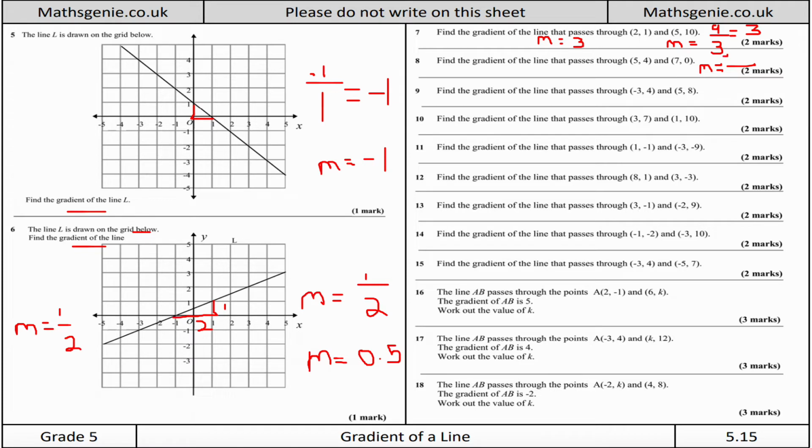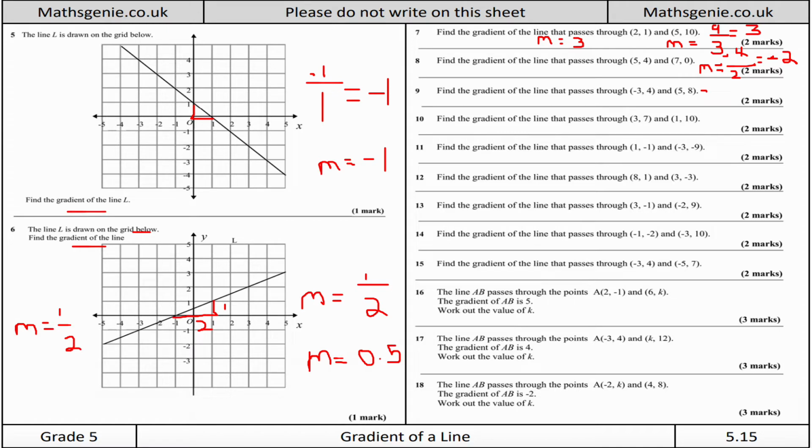0 take away 4 is negative 4. Being very careful here, 7 take away 5 is 2. Negative 4 divided by 2 is negative 2, guys. So it's minus 2. This is question number 9.